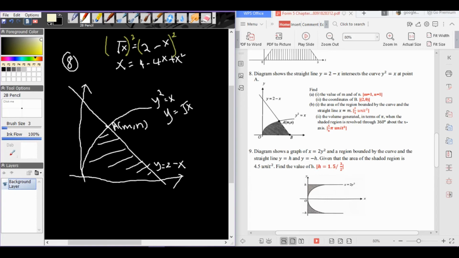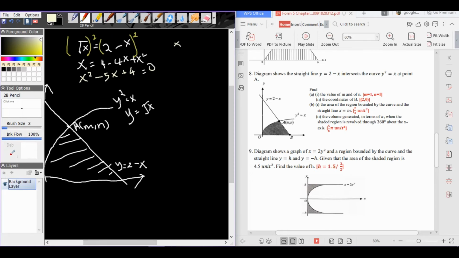Rearrange. So x squared minus 4x minus x, minus 5x plus 4 equals 0. Solve this one. x squared, 4 is 4 times 1. Cross multiply, 4x, x. Negative 5x, so both negative. Negative 5, so negative times negative is positive. Okay, so the answer will be x equals 4 and x equals 1. It can be 1 or it can be 4.